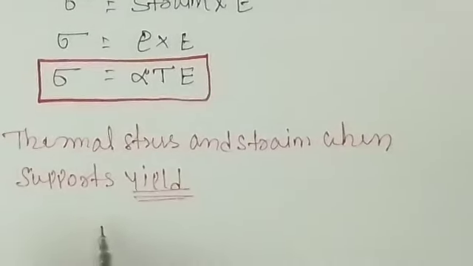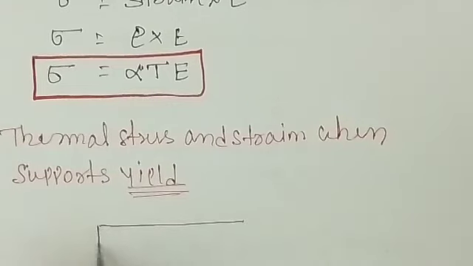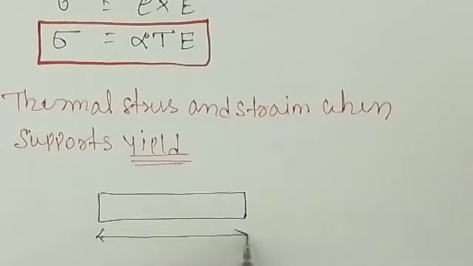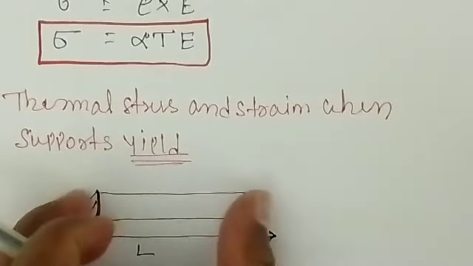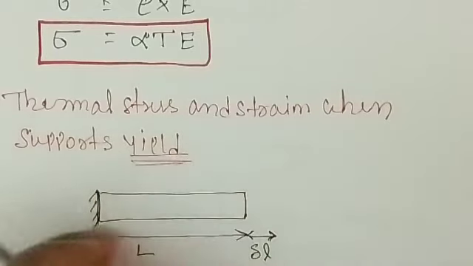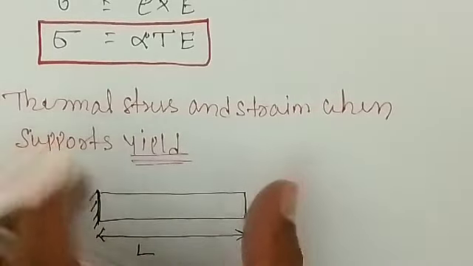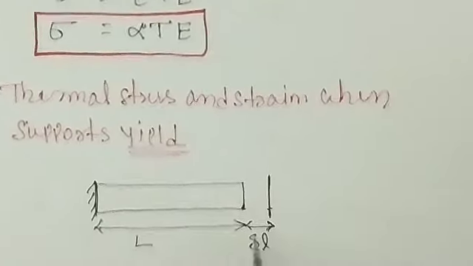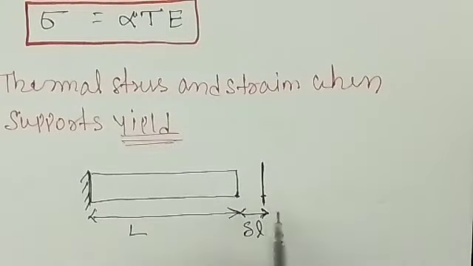Yielding is nothing but, suppose you have one rod with length L, and it is fixed here. When this body is subjected to the temperature rise, the expansion will take place, right? How much the expansion will take place, we don't know. But if I provide the yielding, if I give one support here, I am giving the permission to expand up to this length only, right? So that support we call a yielding support.